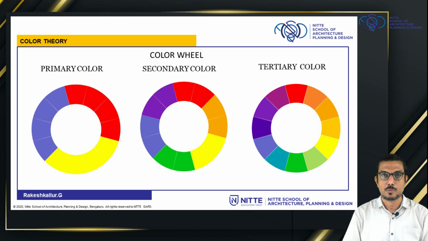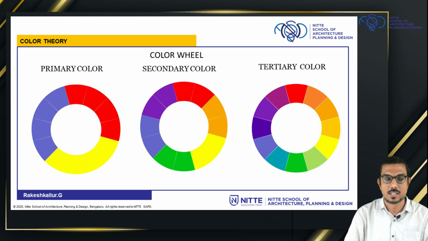Mixing red and yellow produces orange. Yellow and blue produce green. Blue and red produce purple. Mixing the primary and secondary colors creates tertiary colors. There are 12 colors in the color wheel.